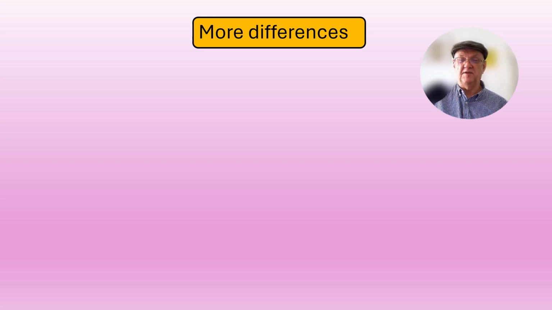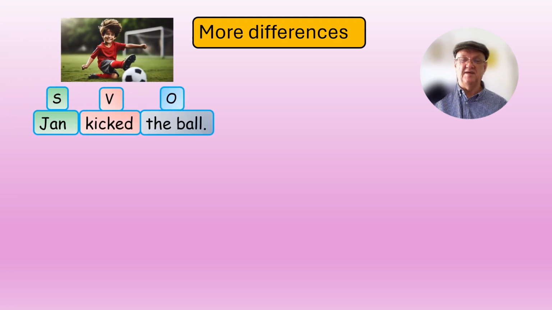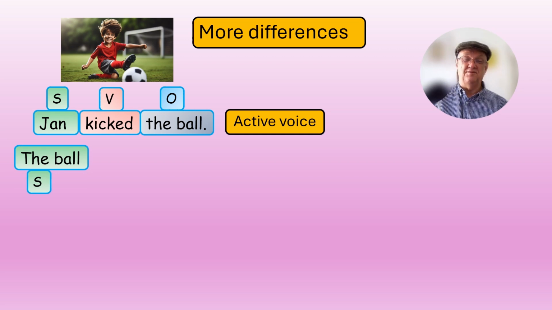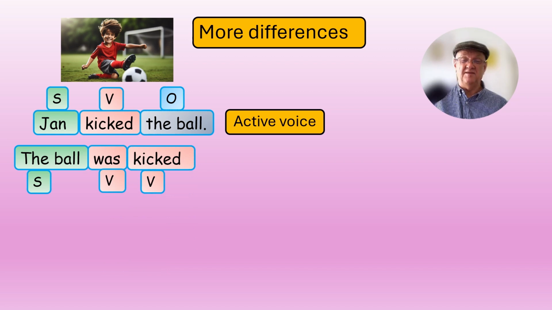More differences between active and passive voice. Again now, example sentence here. Jan kicked the ball. The verb is kicked. Jan is subject. The ball is object, and that is active voice. We're going to go now to the passive voice, starting with the object of the active sentence. It becomes the subject of the passive sentence. So it is was kicked. And then we add by, and the agent is there too.